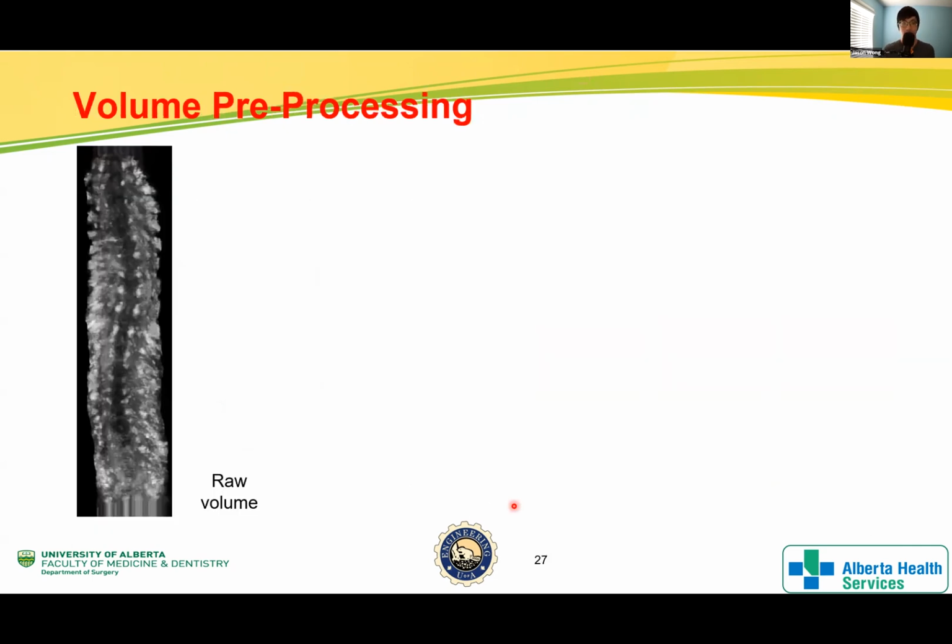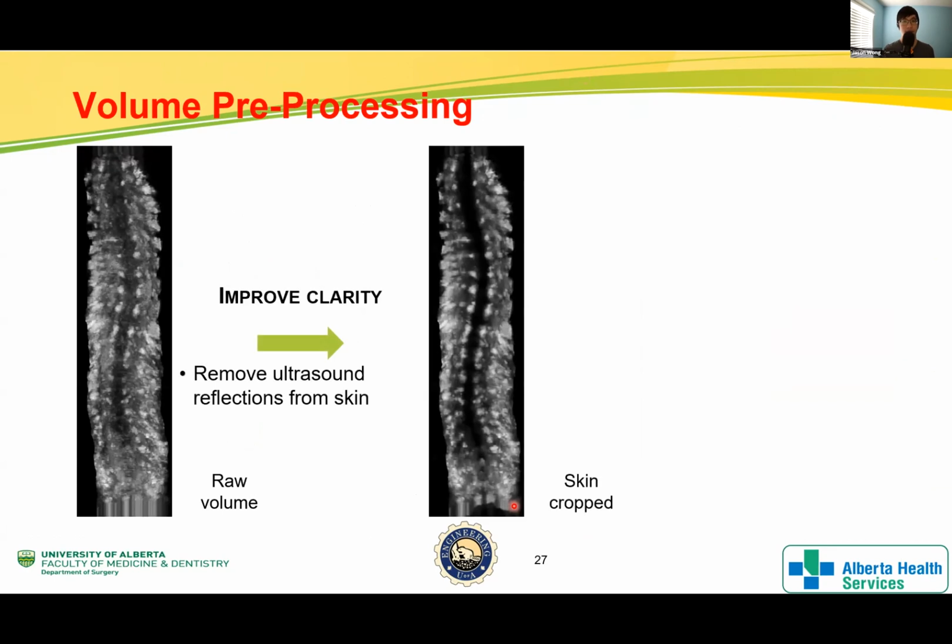But before I get into the machine learning, one important step before that is pre-processing, just to make sure the inputs are as clear as possible. So essentially we start off with a raw volume. Our first step is to improve the clarity of the volume, in this case removing the ultrasound reflections from the skin that make the volume noisy. And so the effect of that is most apparent in the middle here. You can see this dark curve, it really pops up more.